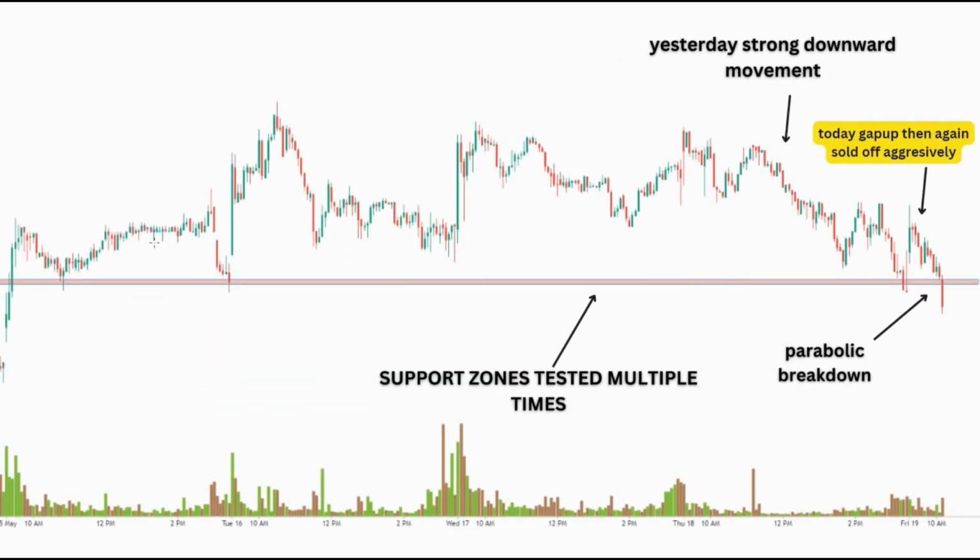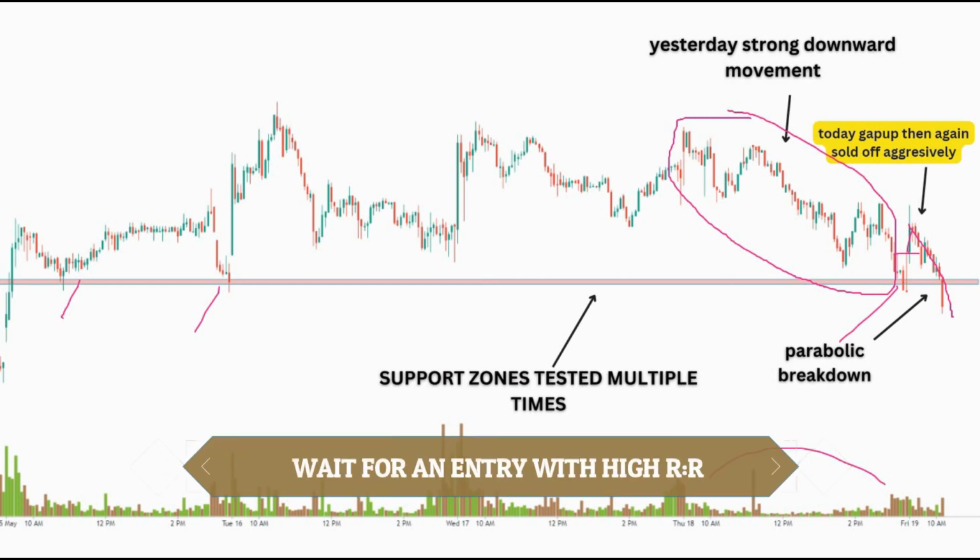See, this support zone is already tested multiple times. Yesterday also there was strong downward movement with relatively good volumes. Now what happened? Today opened gap up, couldn't sustain. Again sellers pushed the prices aggressively towards the downside.